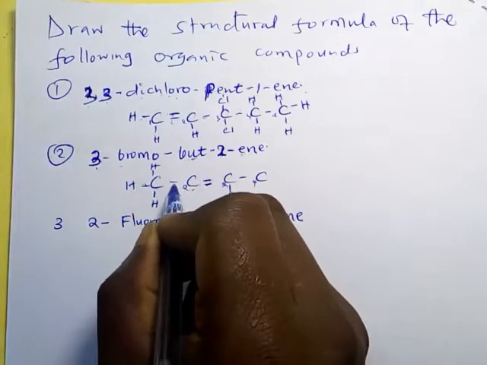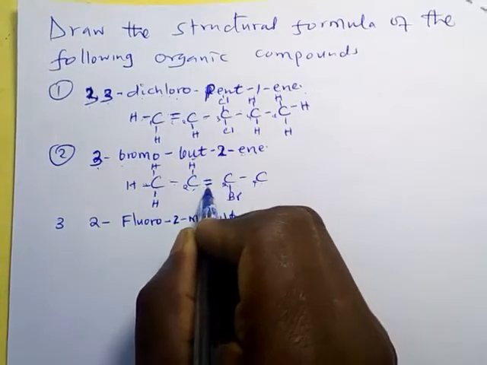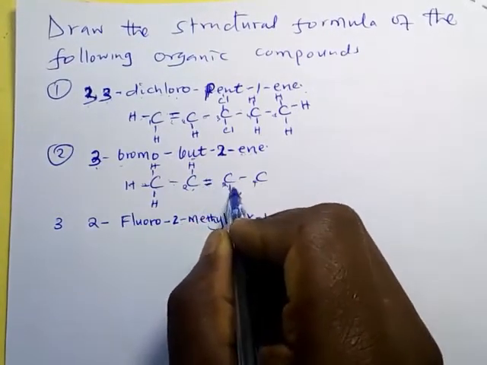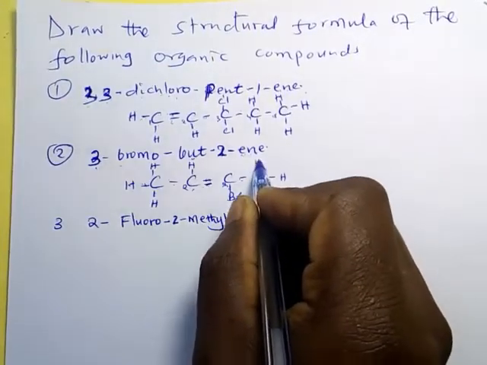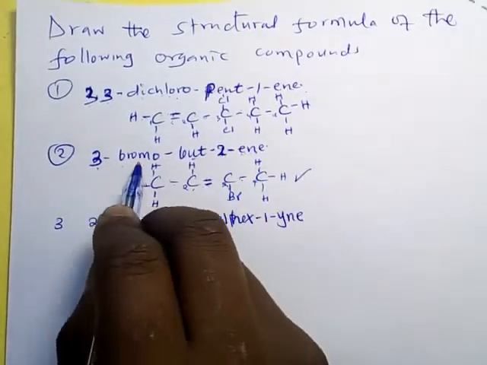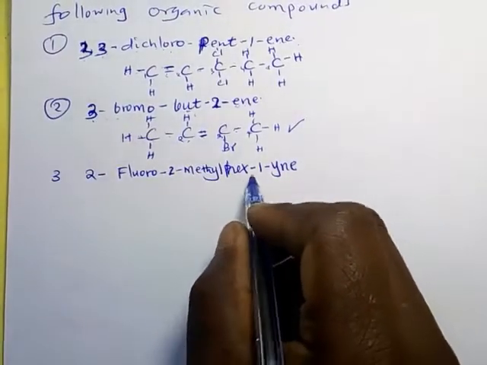1, 2, 3, 4. 1, 2, 3. So 1 is missing here, hydrogen. Missing here. 1, 2, 3, 4. It's okay. So here 1. Another one. Another one. And this is what we call 3-bromobutene. The next one, the parent name is yne.